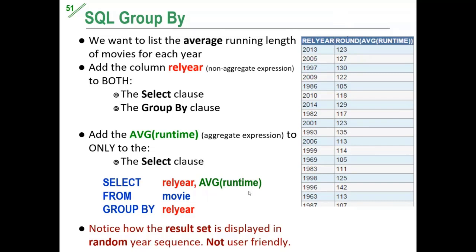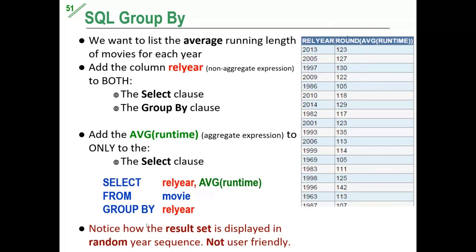In other words, remember that when you use an aggregate function other than count, you need to specify the column name. So I'm focusing on the runtime column. What is the average runtime for each release year? You can see the release years here are in random order.